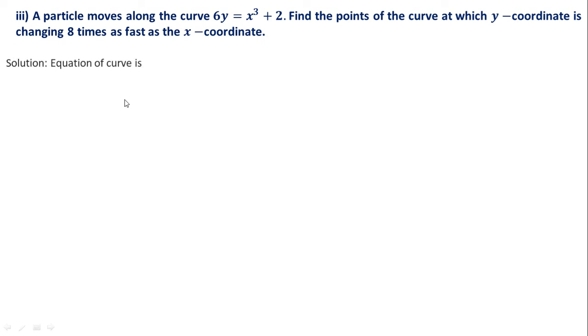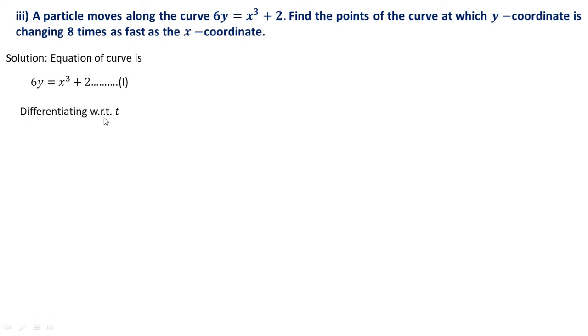Now first of all, we have the equation of the curve 6y is equal to x cube plus 2. What is the question? We have to find the points of the curve at which the y coordinate is changing 8 times as fast as the x coordinate. So first of all, consider this as equation number 1. Now if you differentiate this with respect to t, then what will you get? See here, 6 as it is, the derivative of y is dy by dt, equal to the derivative of x cube, which is 3x square into dx by dt, plus the derivative of 2, which is 0. So consider this as equation number 2.